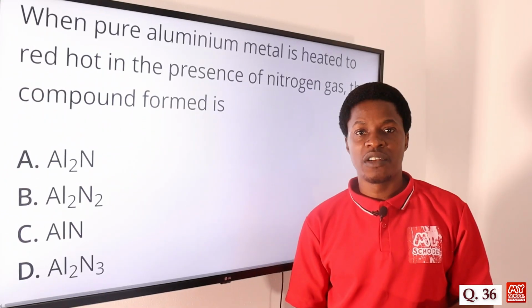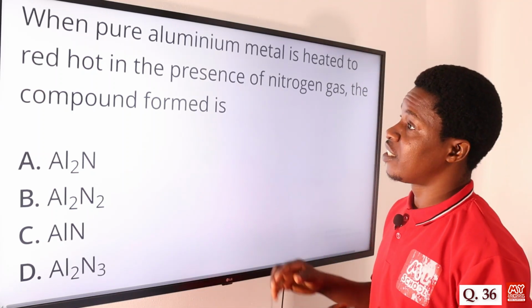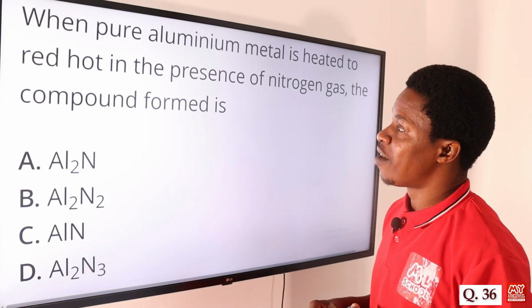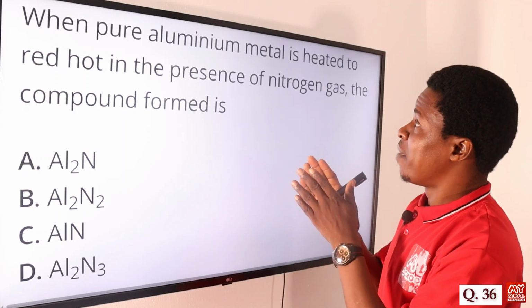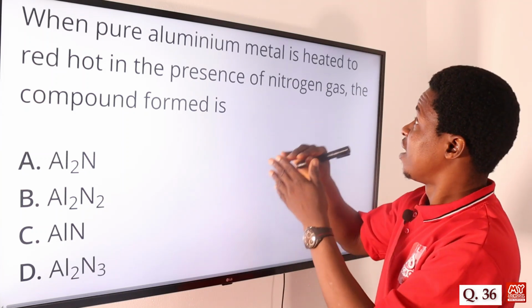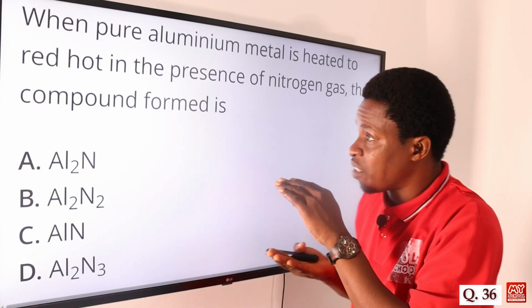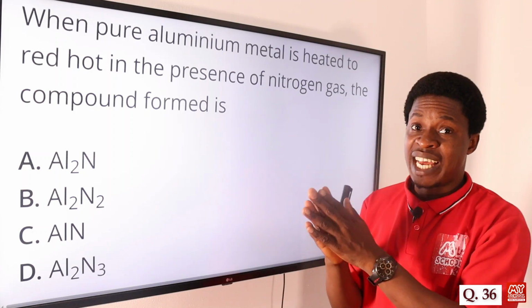Now let's move on to question number 36. When pure aluminum metal is heated to red hot in the presence of nitrogen gas, the compound formed is what? Of course, when you have a pure metal like aluminum that is heated red hot and you pass it over nitrogen gas, a chemical reaction is going to take place between the aluminum and the nitrogen gas.